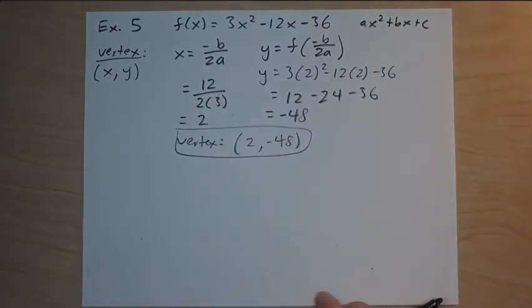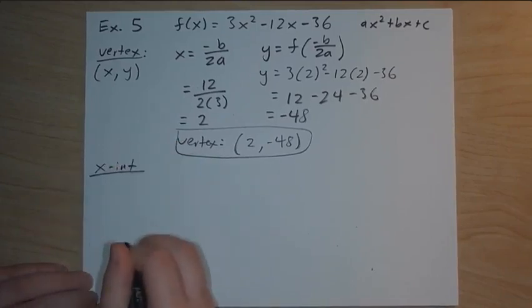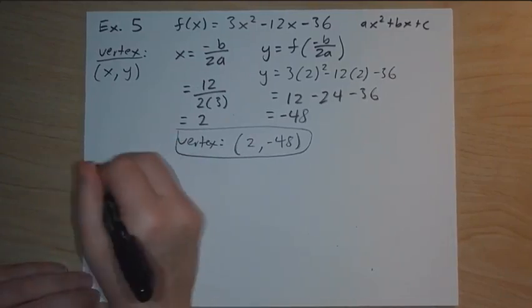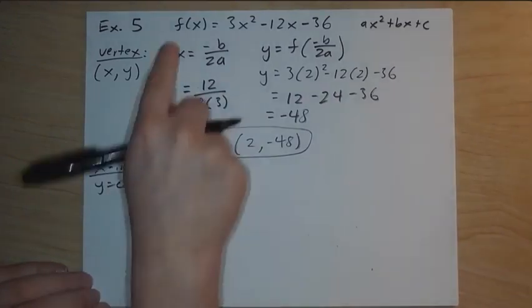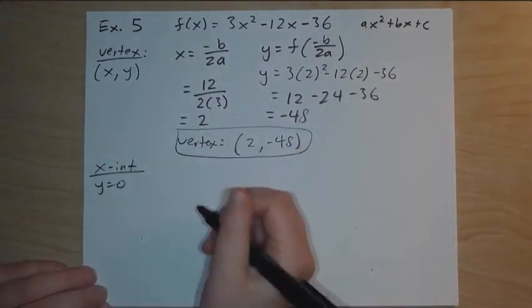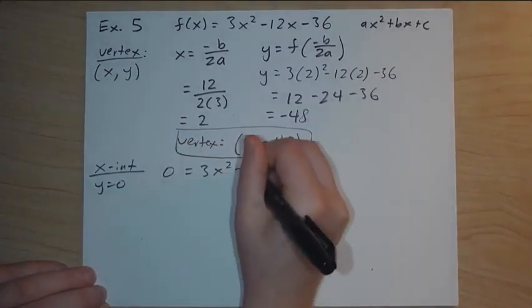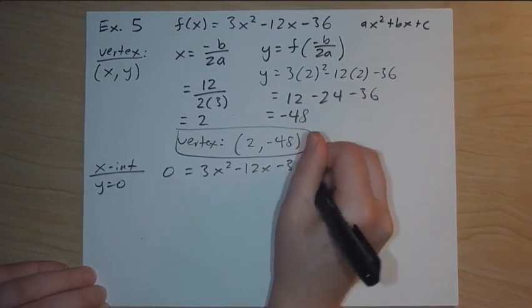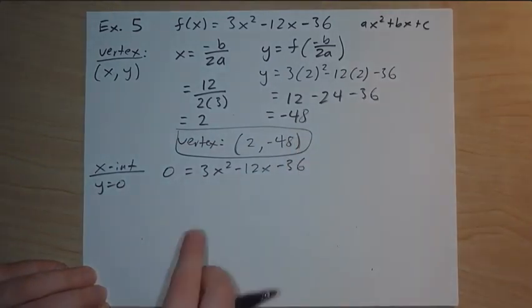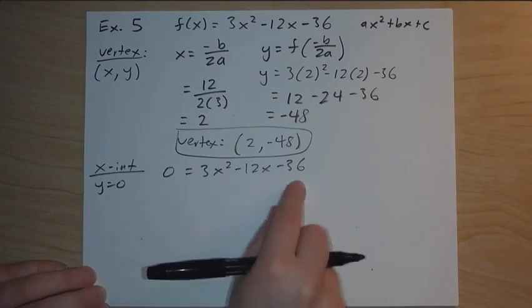So moving on to our x-intercepts. Our x-intercepts are when our y is equal to 0. Our y is our f of x. So we're going to substitute 0 in for our f of x here. We have 0 is equal to 3x squared minus 12x minus 36. What we want to do is solve for our x here. You can either plug this into the quadratic formula, or you can attempt to factor it.